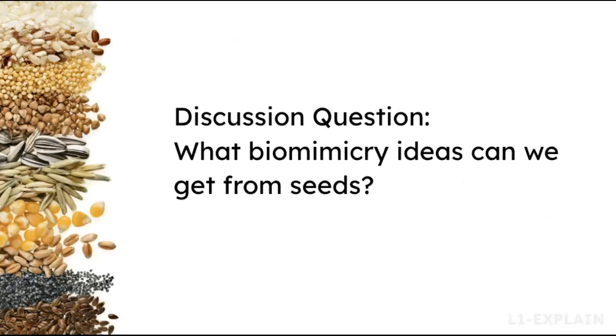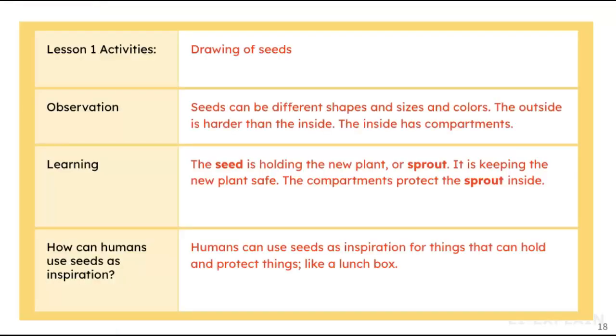In the Explain portion of the lesson, students will engage in a class discussion to analyze their observations about seeds. Use the provided questions to guide your discussion around the question, what biomimicry ideas can we get from seeds? The goal of this class discussion is to analyze student data and identify similarities and differences between the seeds. You will use the discussion to create the Lesson 1 summary chart. From the discussion, students should understand that humans can use seeds as inspiration for things that can hold and protect, much like a lunchbox.